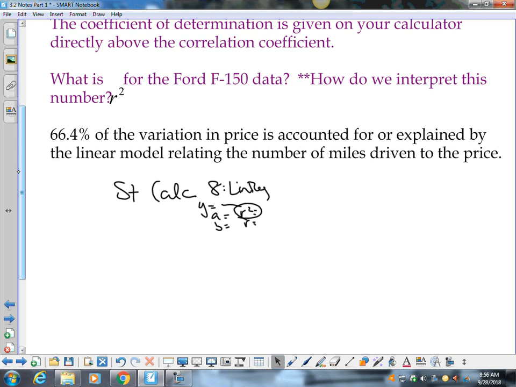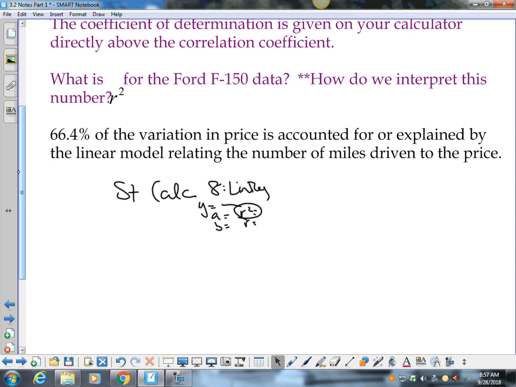It's 66.4% of the variation in price, because that's the thing that varies. The miles don't vary. We use the miles to predict the price, but it's not always dead on. In fact, very rarely is it dead on. So we're talking about the fluctuation in our results. I've got a truck that has 100,000 miles on it, and so do you. We're not going to sell it for the same price because there are other confounding factors that will cause my truck to be worth more than yours, or your truck to be worth more than mine.